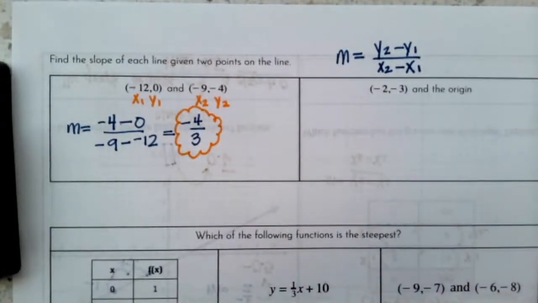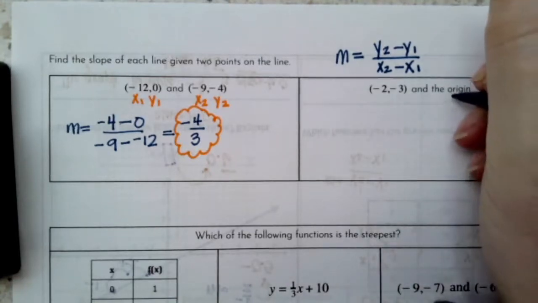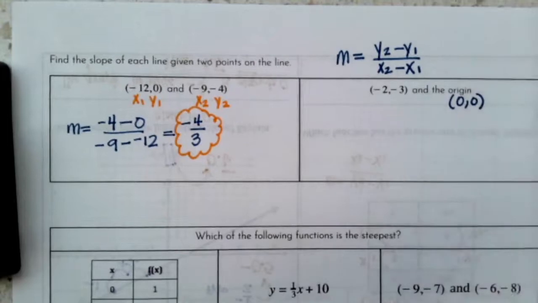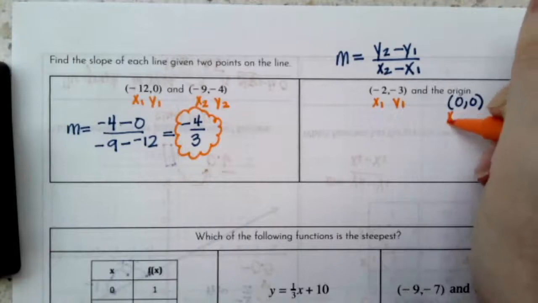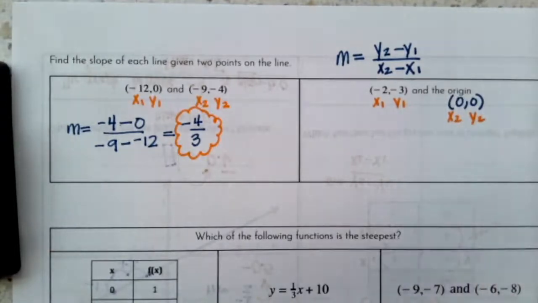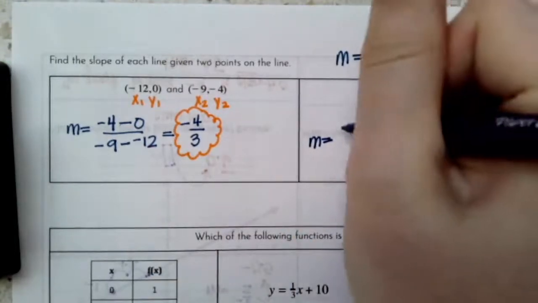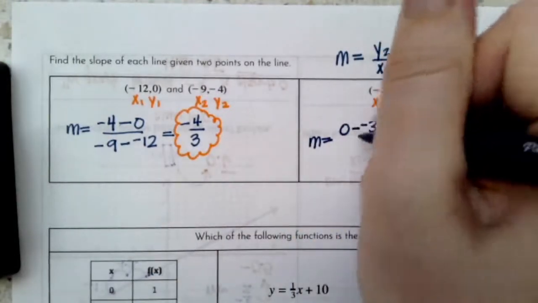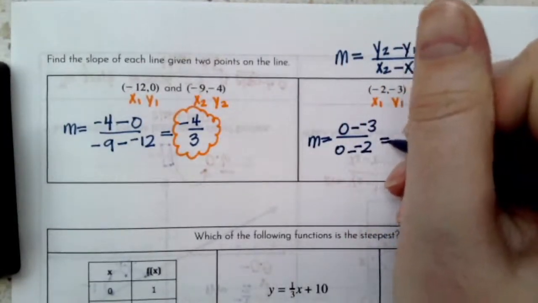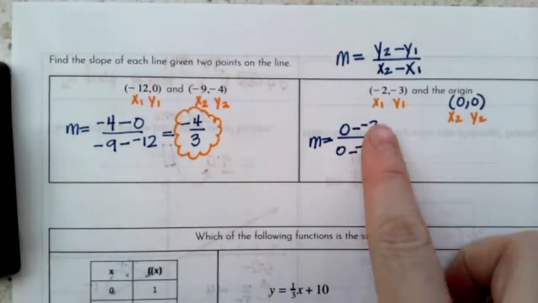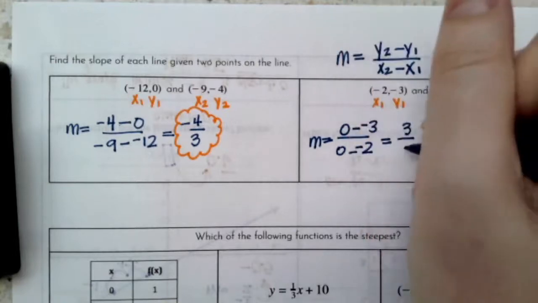I wanted to also quickly show you this next one because it uses the vocab word the origin, and that is the point 0, 0. So the process is exactly the same. We still label, and when we have 0, 0, we have something like this. When we set it up, we get 0 minus -3 over 0 minus -2. Well, 0 minus a -3 is 0 plus 3, which is 3. And 0 plus 2 is 2.